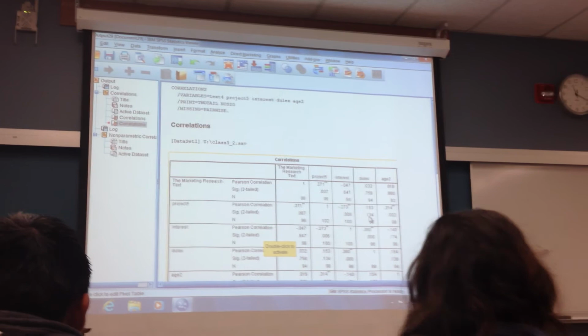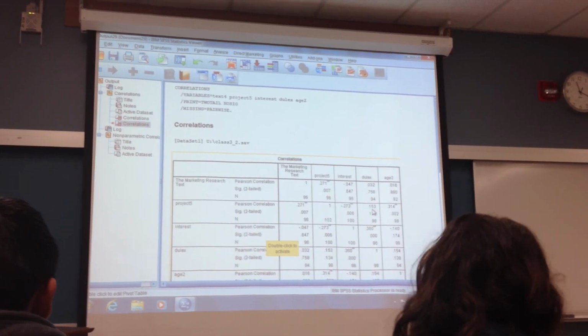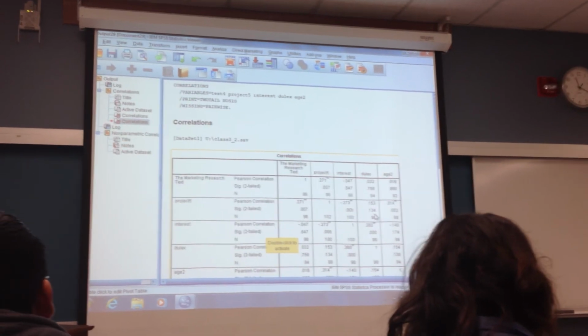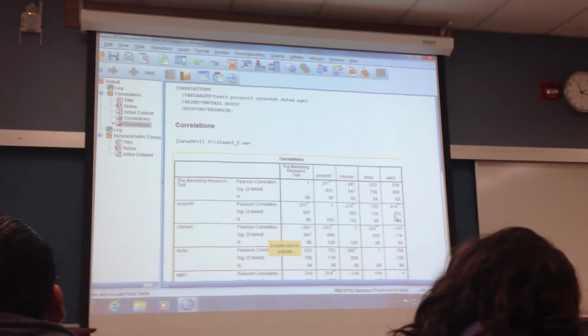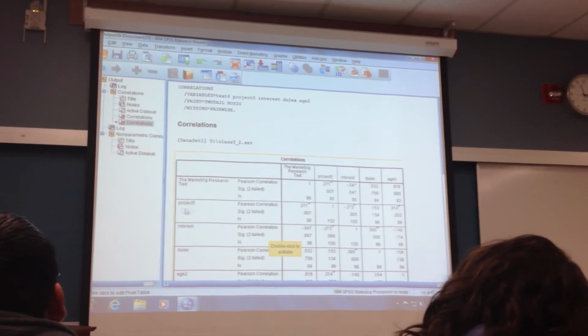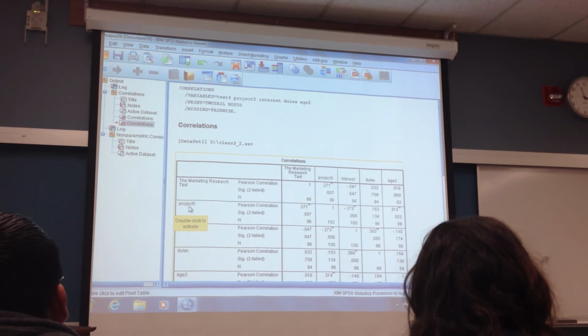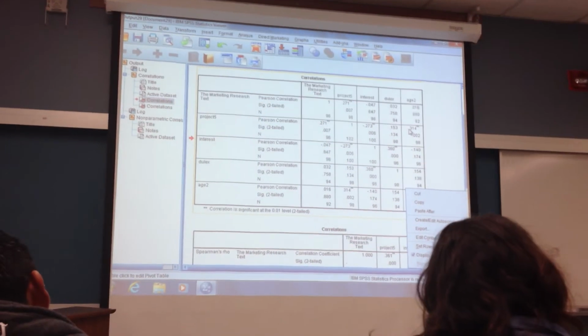So over here, 0.134, dull exciting versus project 5. Have to accept there's no correlation. Over here, 0.002, we have a significant correlation here. And basically, as your age goes up, you want more weight on the project. Positive correlation here. Any questions on that?